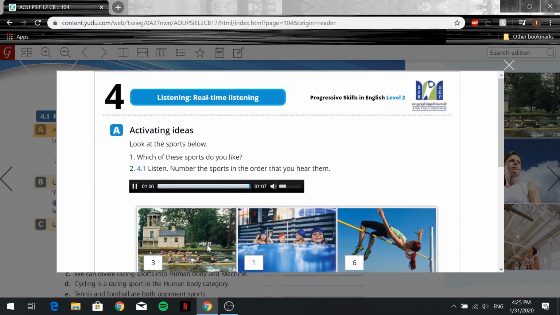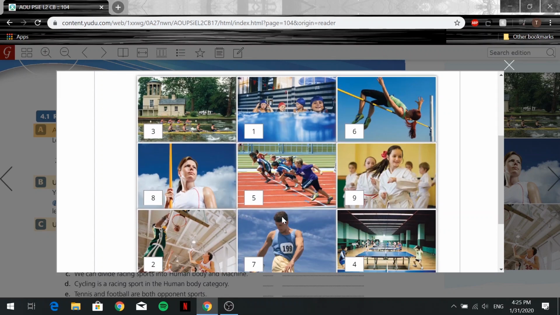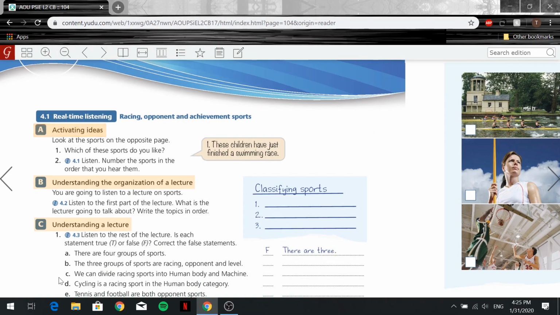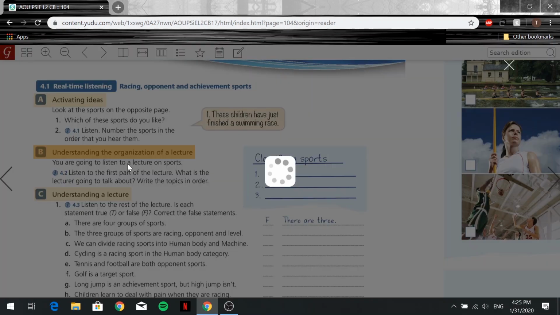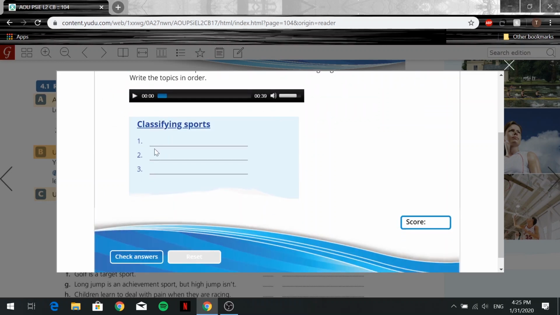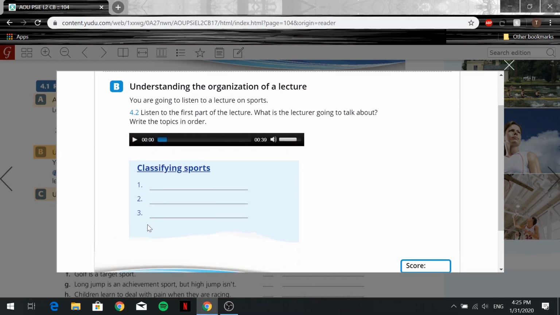Right, so now that you're a little bit familiar with the sports here, I'd say that my favorite is probably swimming. Okay, so tell me what you think. Let's go to exercise B now, understanding the organization of a lecture. So we're going to be listening to the introduction of a lecture, right? And we're going to have to write the three main points that the lecturer is going to talk about. Okay, so you're going to listen to it once. Here we go. Track 4.2.